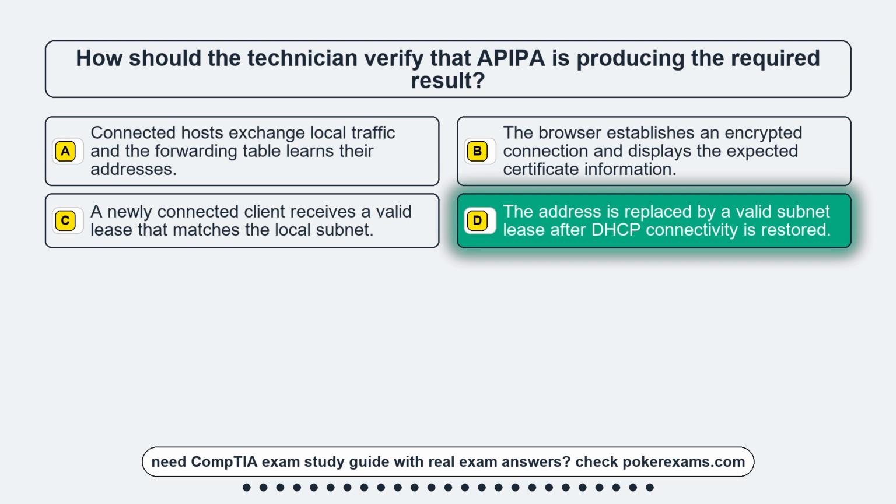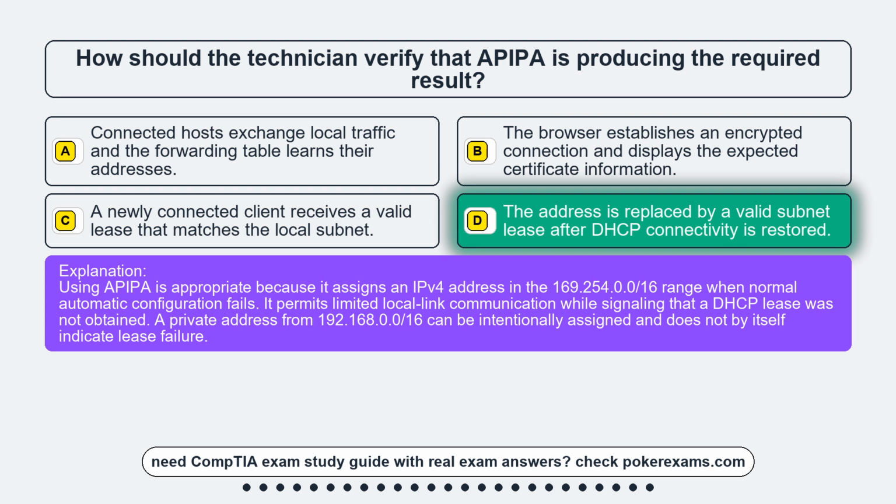The address is replaced by a valid subnet lease after DHCP connectivity is restored. Using a PIPA is appropriate because it assigns an IPv4 address in the 169.254.0.0/16 range when normal automatic configuration fails. It permits limited local-link communication while signaling that a DHCP lease was not obtained. A private address from 192.168.0.0/16 can be intentionally assigned and does not by itself indicate lease failure.